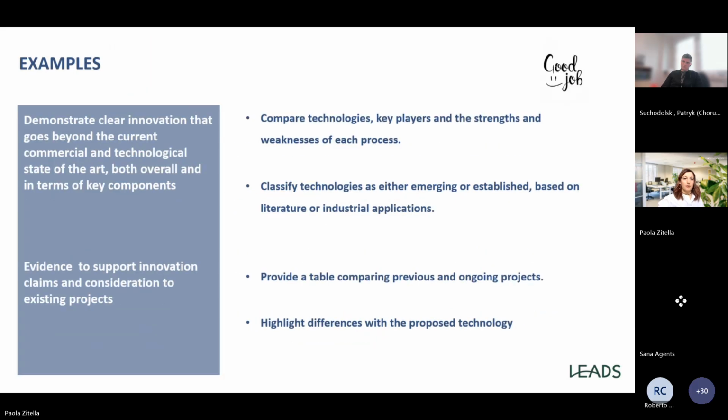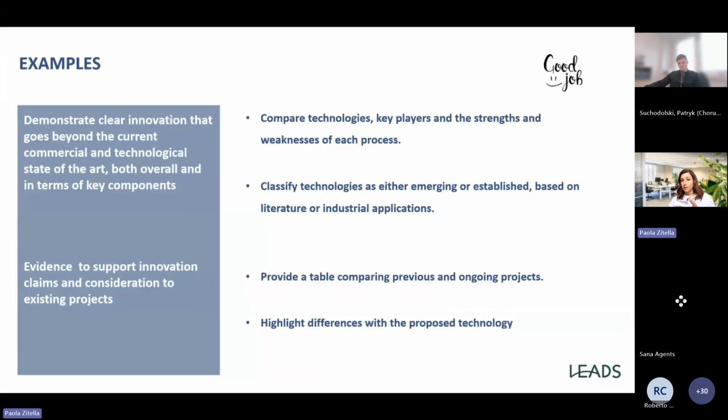Other example in how to do a good job, for example. You need to demonstrate clear innovation that goes beyond the current commercial and technological state of the art, both at overall process level or in terms of key components.